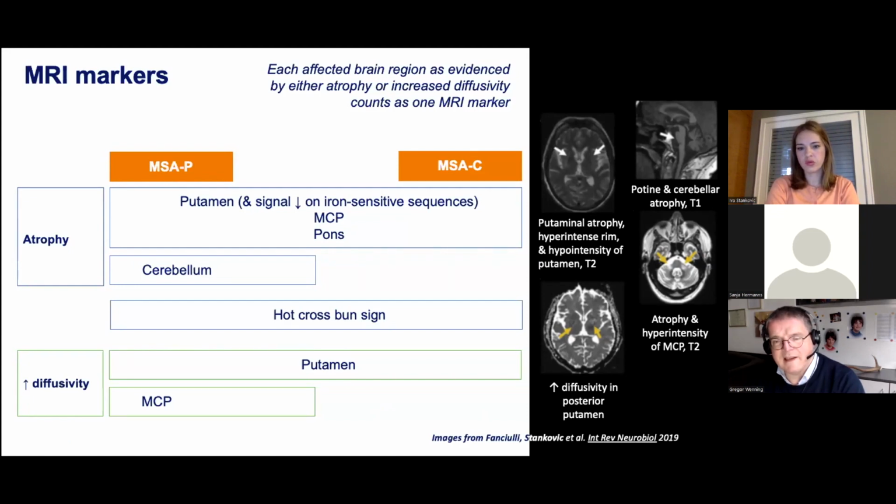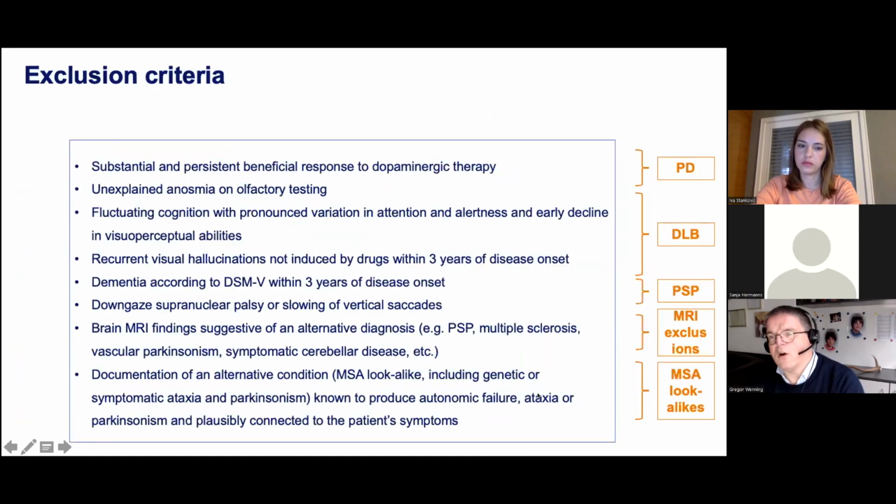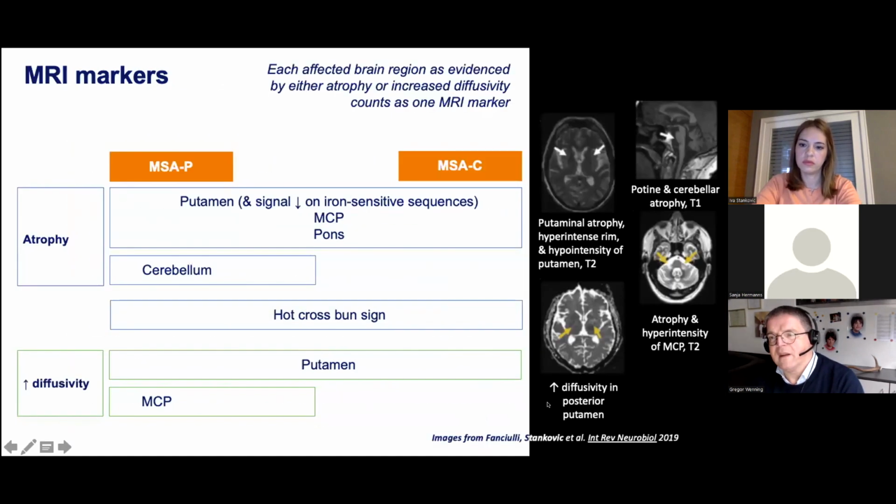The hot cross bun sign is more common in MSA-C, but it can also occur in MSA-P, and it's pretty characteristic. Diffusivity in the putamen, we already heard about this in the previous paper, and increased diffusivity of the MCP in Parkinsonian type MSA. So these are all the MRI markers, and you would need one of those for clinically established MSA. Next, sorry, go back again.